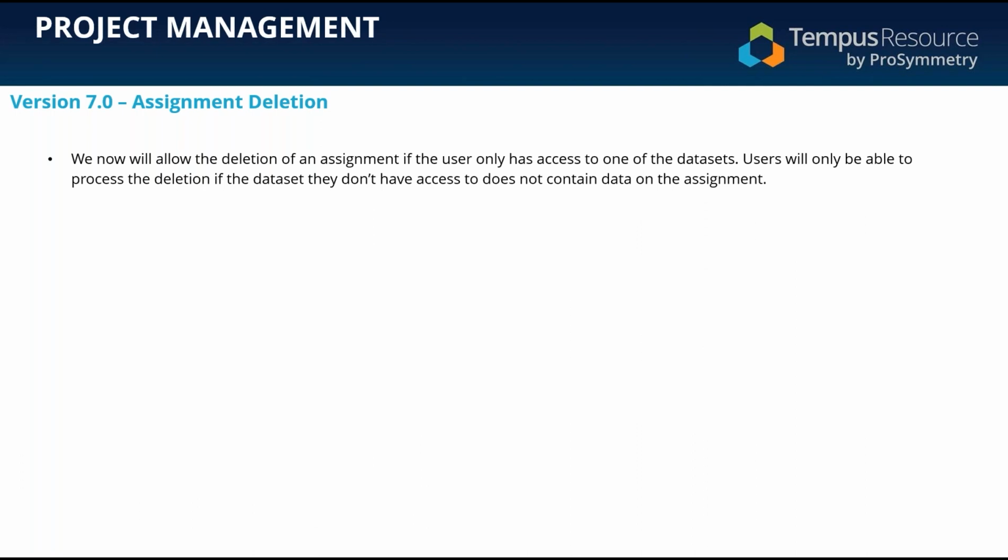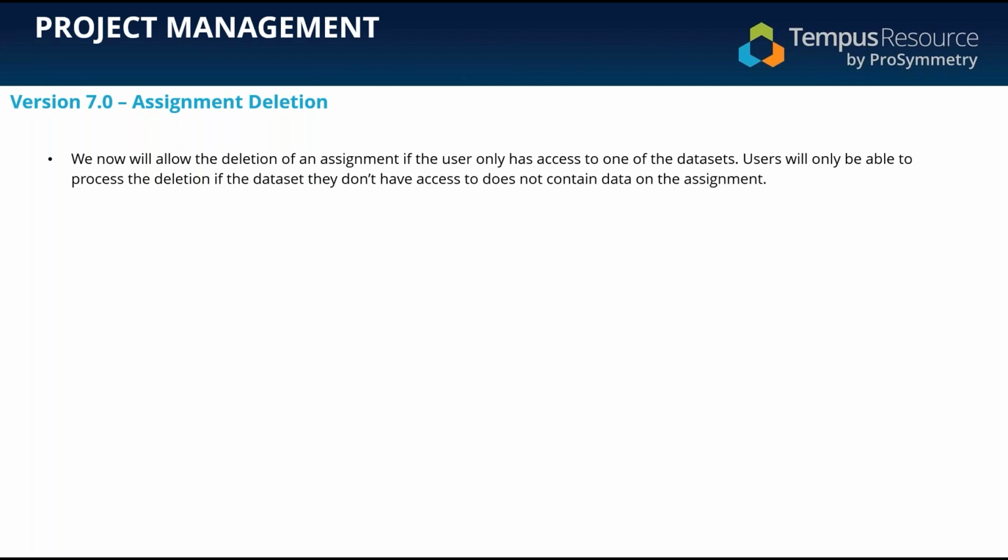So now the system's going to try to recognize if that particular assignment currently has access to those data sets, or if allocation is assigned to the assignment. And if it's not, and the user does not have access to that particular data set, they'll still be able to go forward with that deletion.